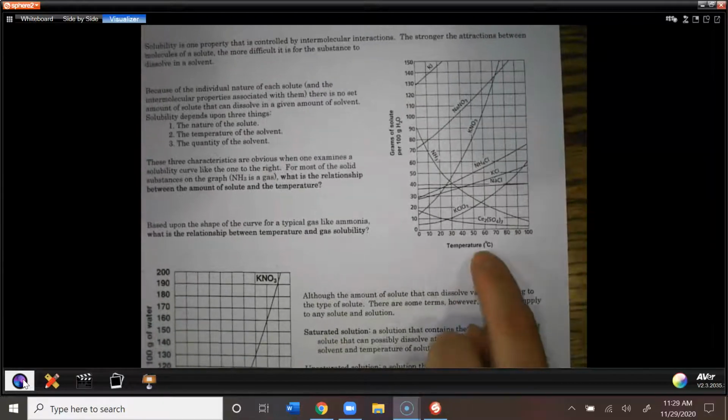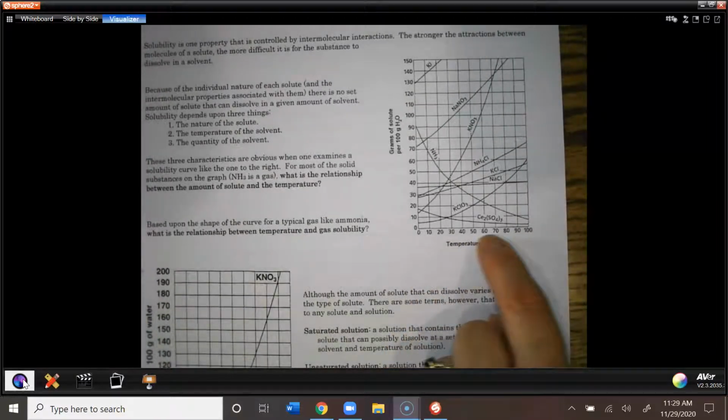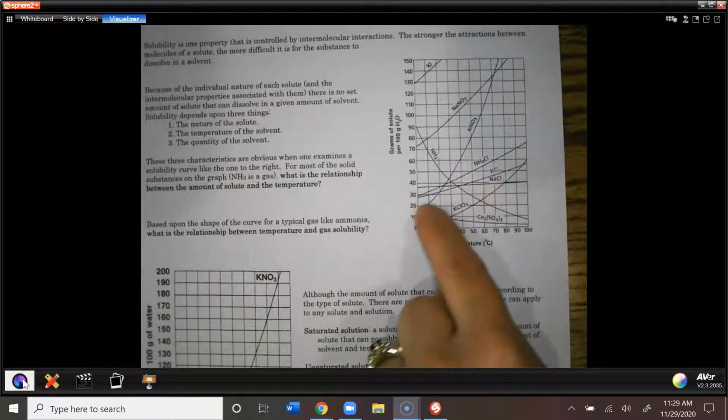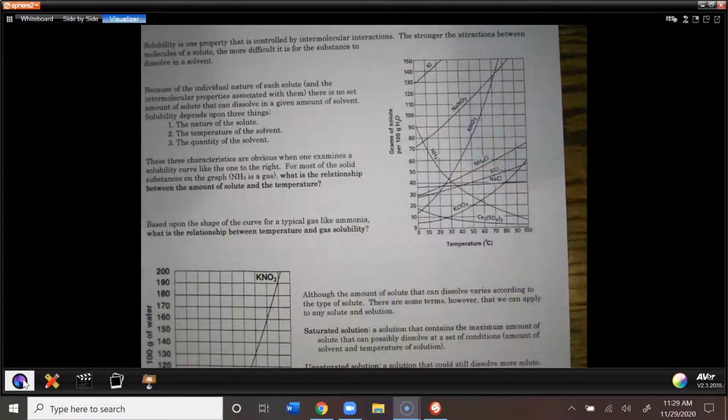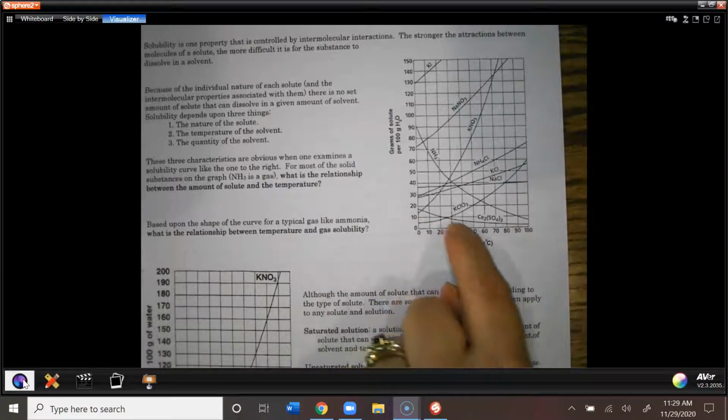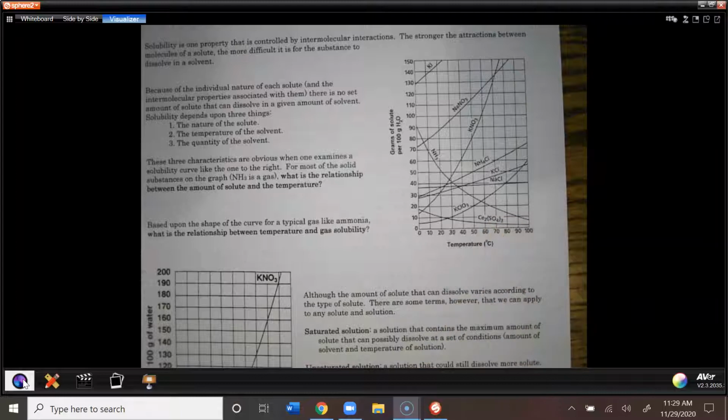You have temperature. As temperature increases, what do you see happening to most solubility things? All of those increase for the most part. Those are all ionic substances. They increase for the most part. One exception is this Ce2(SO4)3 material. It decreases a little bit. And you also see a big decrease in ammonia. But ammonia is not an ionic substance. Ammonia is molecular. It is a gas.